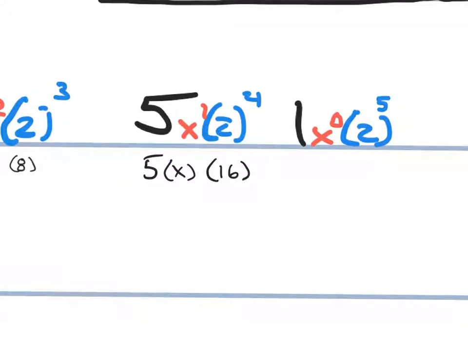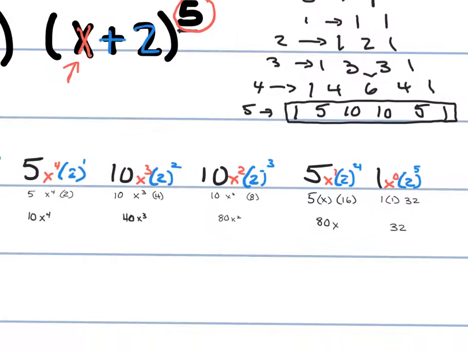Okay, sorry, hit the button there to stop recording, but we've got 5 times 16. 5 times 16 will give me 80, and 80 times x is just 80x. Last one we've got here is 1 times x to the 0 power. Well, x to the 0 power is 1. And then 2 to the 5th power, which is 32. So 1 times 1 times 32 gives me 32.